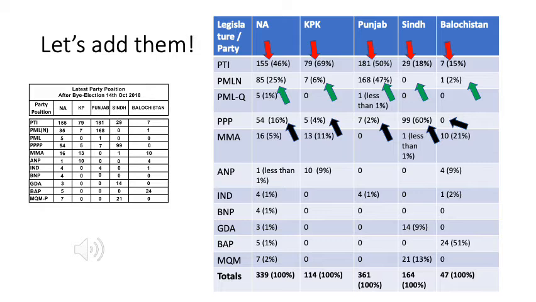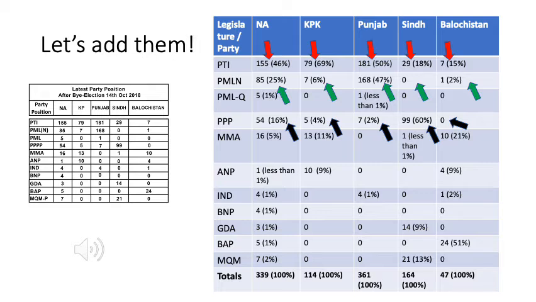We calculate them down because we want to know what percentage of seats in the National Assembly did the PTI get, or the Noon League. The key is not the absolute number of seats, but the percentage of seats, because some assemblies have more seats than others. So, what are the results? Well, to begin with, let's start with the PTI. We can see that the PTI got 40% of its seats in the National Assembly, 69% of its seats in KPK, 50% in Punjab, 18% in Sindh, and 15% in Baluchistan.